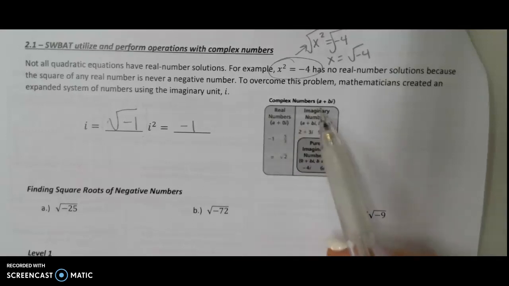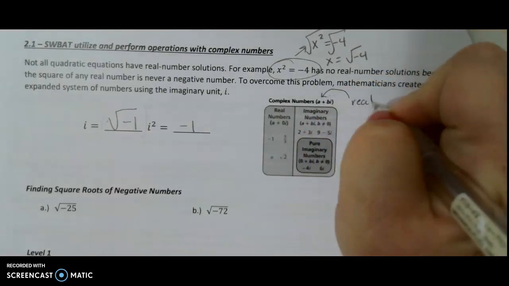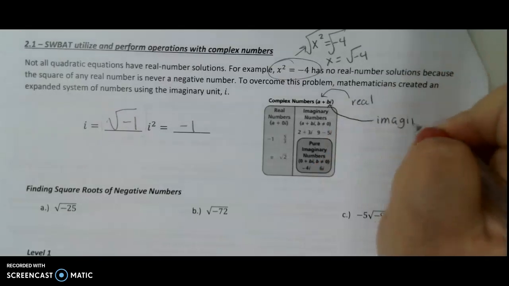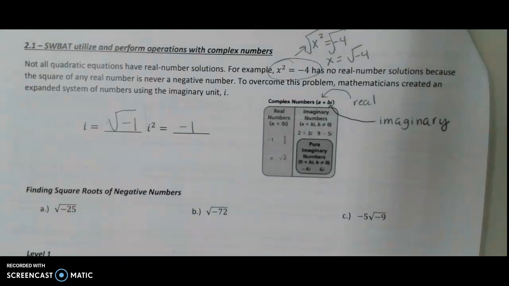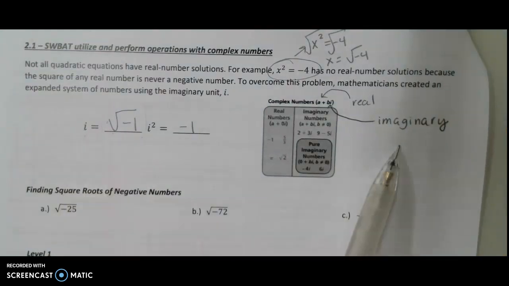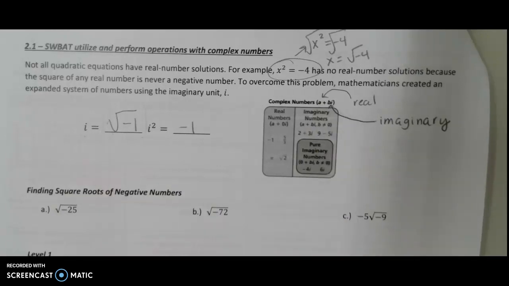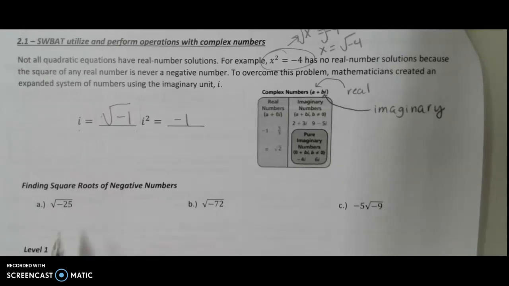A complex number is in the form a plus bi, where a is the real part and bi is the imaginary component. Okay? So anything with this i, with the square root of a negative, is going to be an imaginary number. And when you put those together, they're complex numbers.